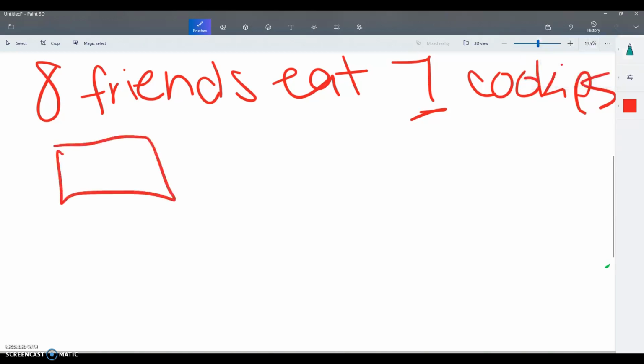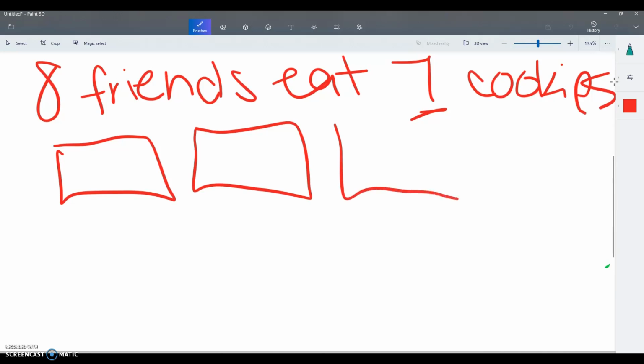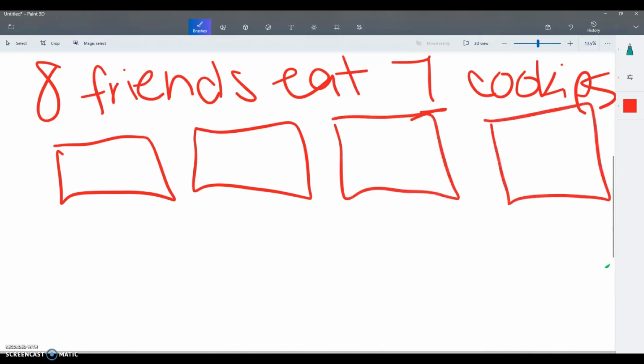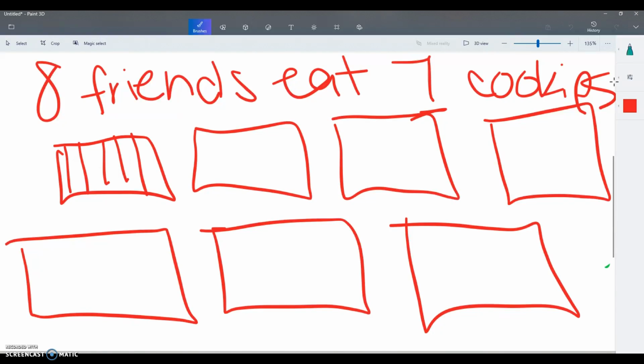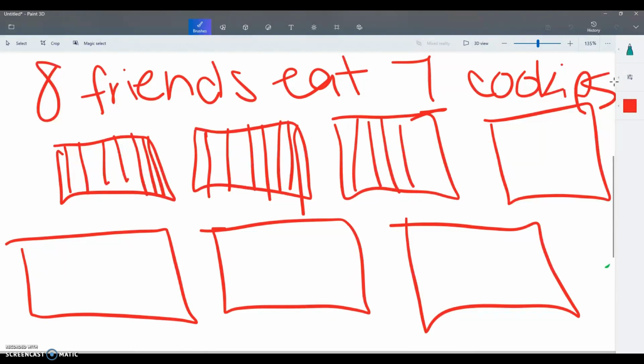So 7 cookies: 1, 2, 3, 4, 5, 6, 7. And for our bonus, we might be doing some angles. 1, 2, 3, 4, 5, 6, 7, and again 1, 2, 3, 4, 5, 6, 7.